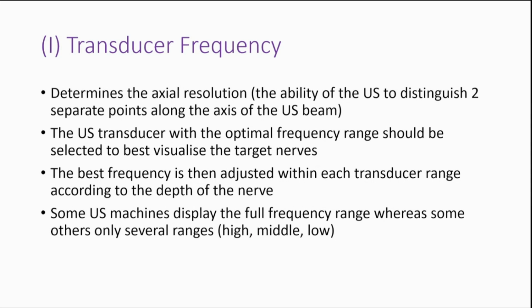So different frequencies have different effects on the penetration as well as the image resolution. Transducer frequency basically determines the axial resolution. The general rule is to choose the highest frequency available for the transducer probe range. The best frequency is then adjusted within each transducer range according to the depth of the nerve.